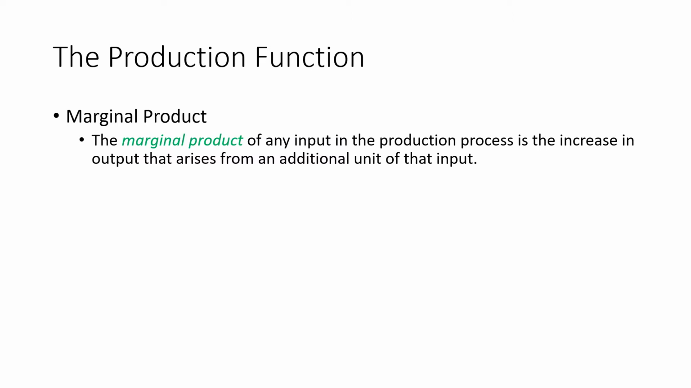One is the marginal product. What is marginal product? The marginal product of an input in the production process is the increase in the output that arises from an additional unit of that input. In simple words, when we add input by 1 unit, how much change in the overall production occurs? That is the marginal product.